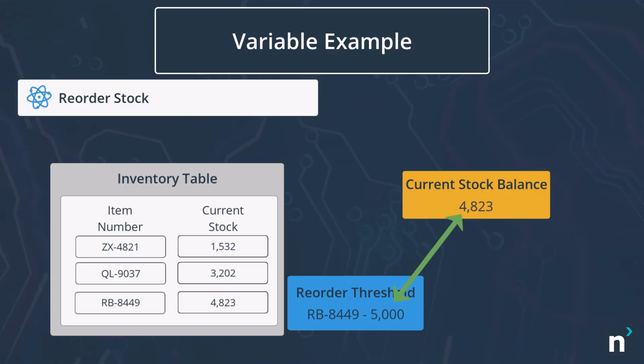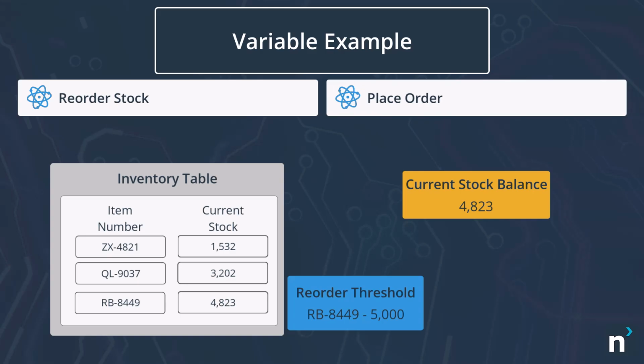The logic then compares this amount to the reorder threshold for the item. If the current stock balance variable is less than the reorder threshold, reorder stock calls another logic block to order additional stock.